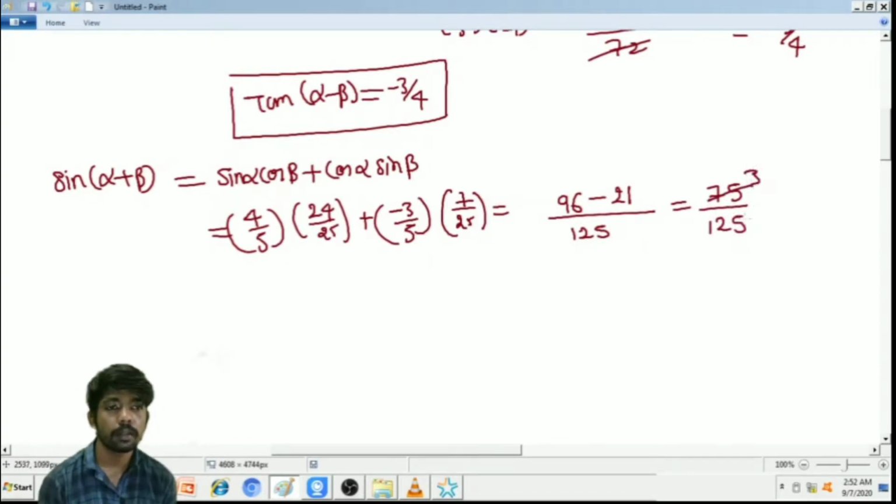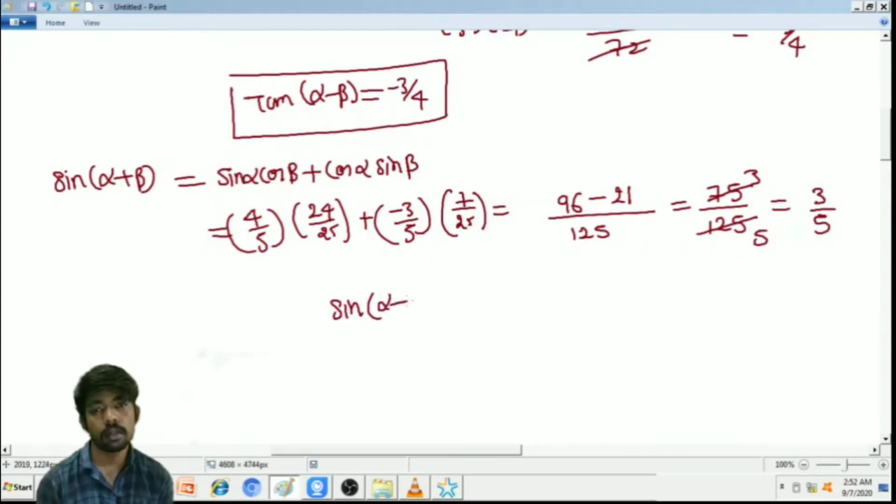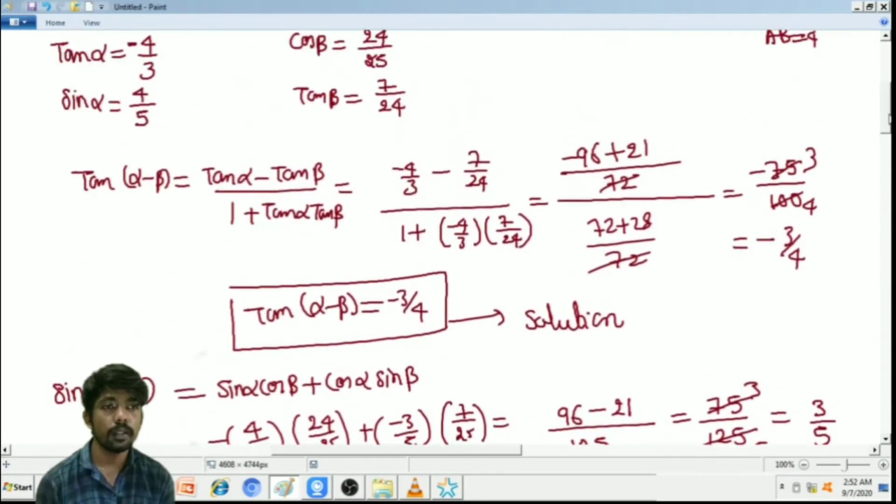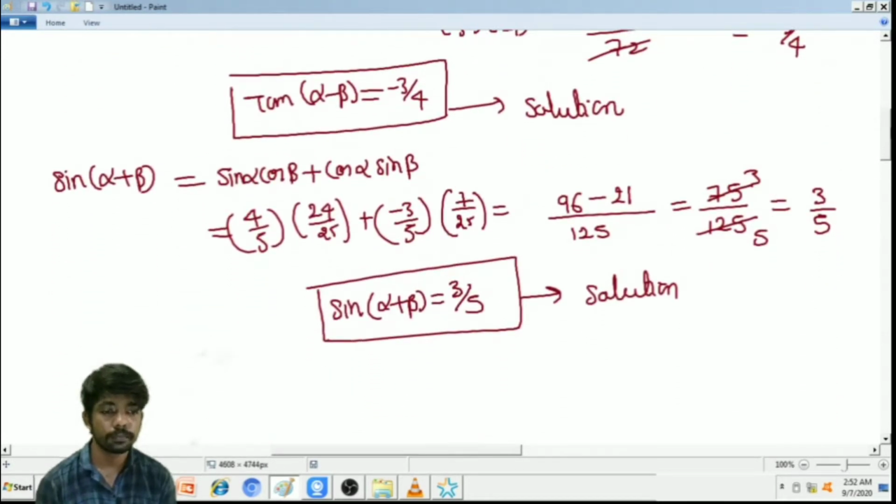Now 25 threes are 75 and 25 fives are 125, hence 3 by 5. The answer is sine of alpha plus beta is equal to 3 by 5. That's all. This is the solution part.